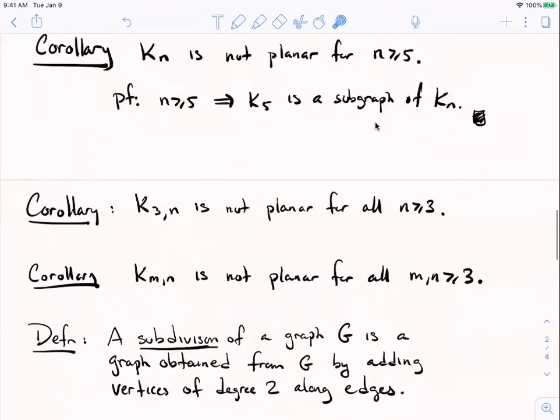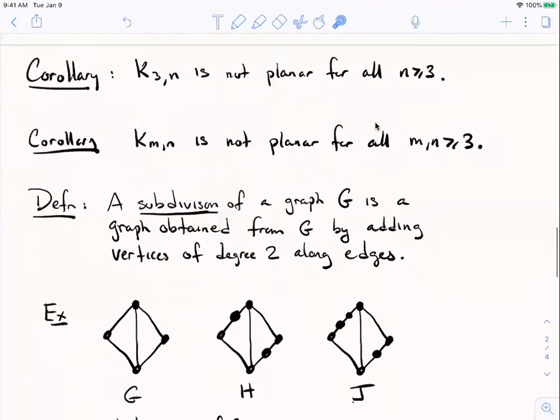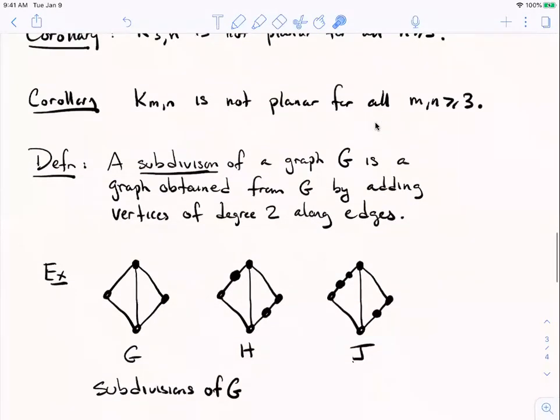Okay, we're working up to this characterization. We need one technical definition. Let me just show you the example while we're looking at it. So a subdivision of a graph, it's kind of a weird operation. I've taken this graph G. A subdivision just means that you insert vertices along edges in G, always making the new vertices have degree 2.